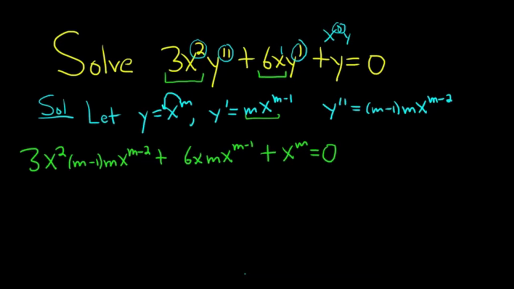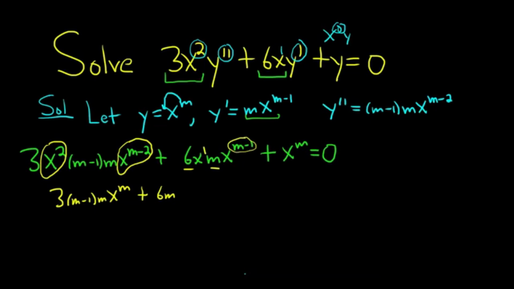So when you get to this step, it's always the same. What you can do is you can combine these powers of x, okay? So you have x squared times x to the m minus 2. You can add the exponents. 2 plus m minus 2 is m. So we get 3 m minus 1 m, and then x to the m, plus, here we have 6m, and then x to the 1 times x to the m minus 1. When you add the exponents, again, you'll get x to the m. Then here we have plus x to the m. It's all equal to 0.